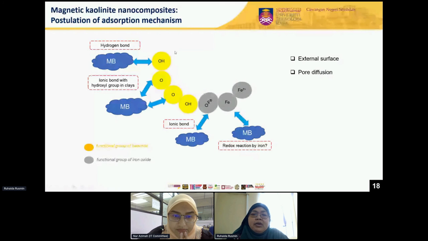Of course, in order for us to confirm this adsorption mechanism, we will need FTIR and also, for example, XPS analysis, and this is still in the process of analyzing. But what we can say is that from our available data, the adsorption mechanism will involve the external surface adsorption and also a little influence of the pore diffusion.